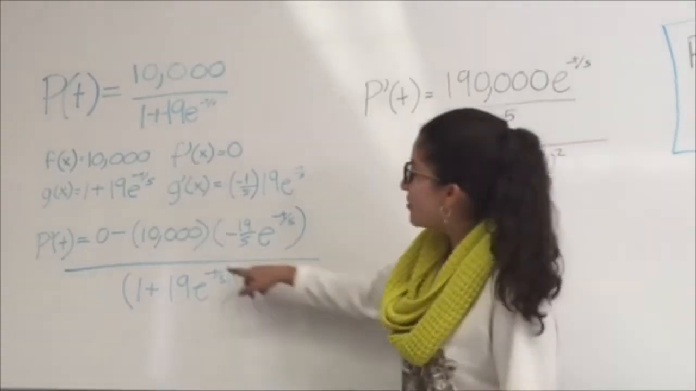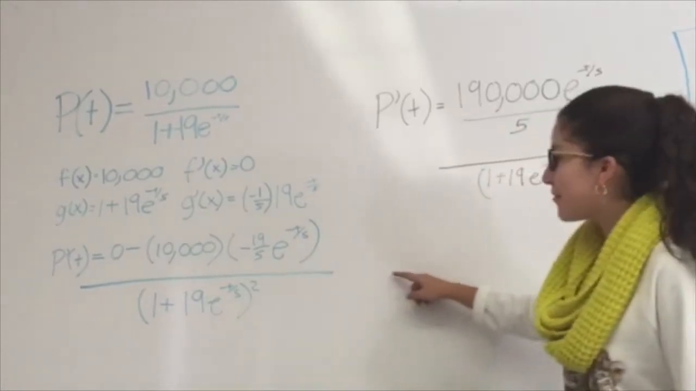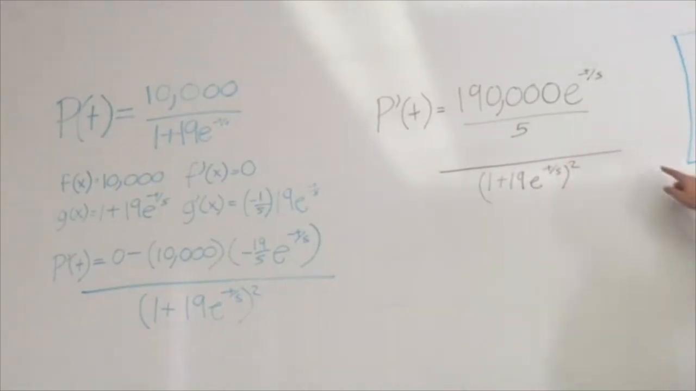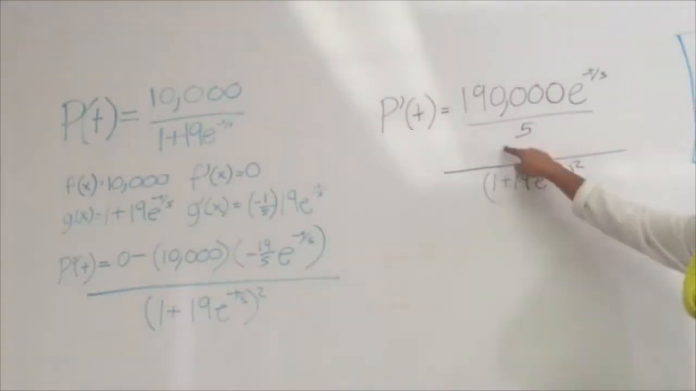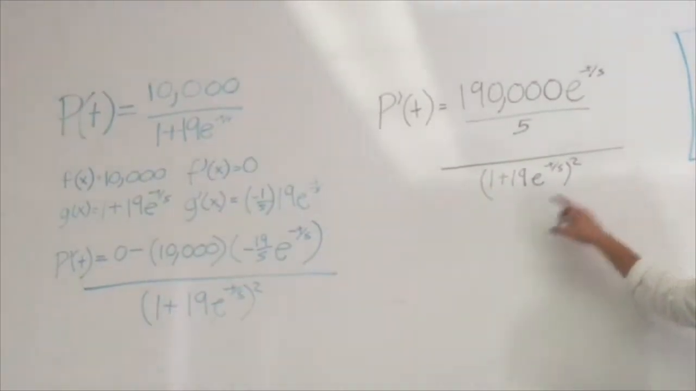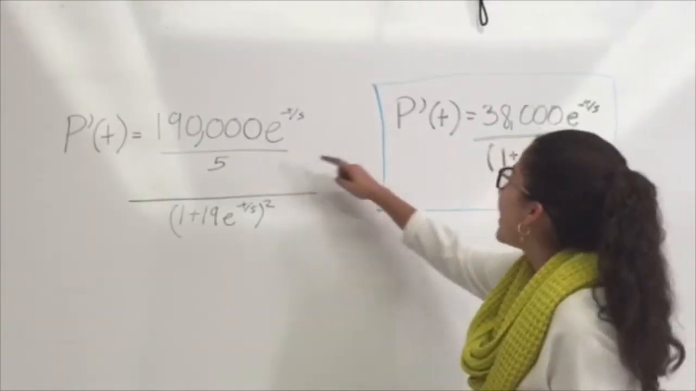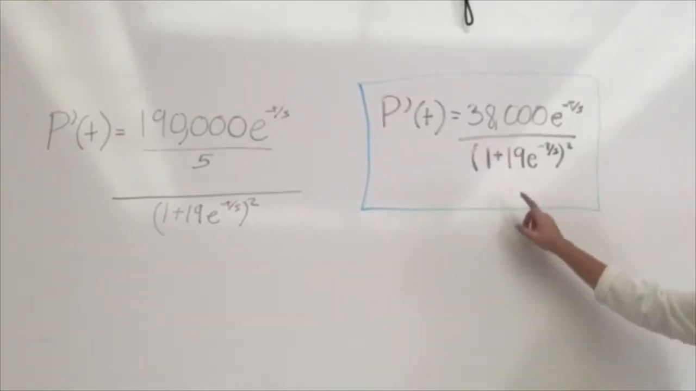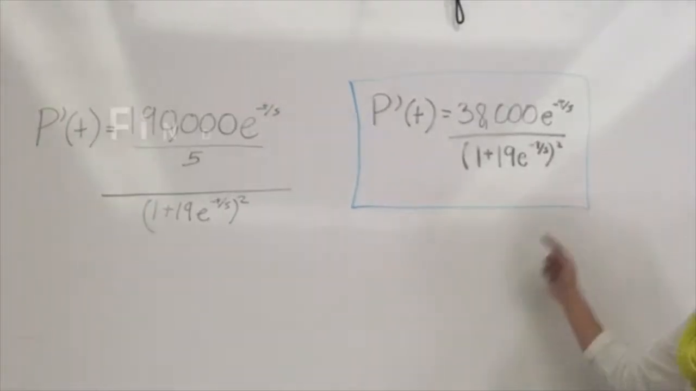To continue, we need to multiply negative 10,000 with negative 19 over 5 e to the negative t over 5, which means it will be positive 190,000 e to the negative t over 5, and the 5 that is in here will be dividing all of this. And we just copied the same equation that we had in here. To finish the equation, we just need to divide 190,000 over 5, that will be 38,000 e to the negative t over 5 power, divided by 1 plus 19e to the negative t over 5 power, everything squared.